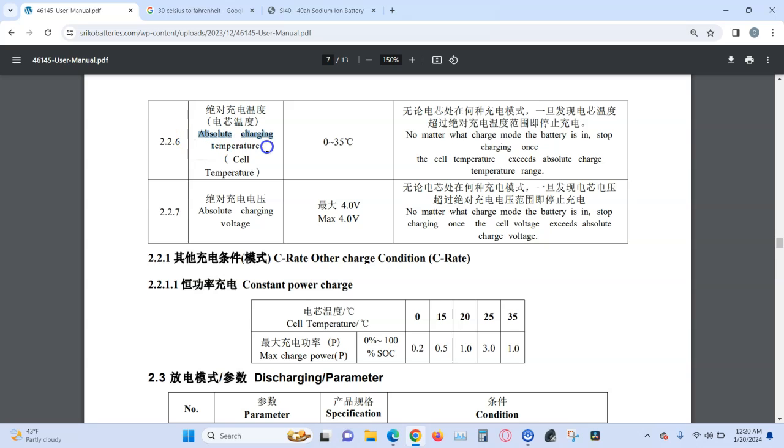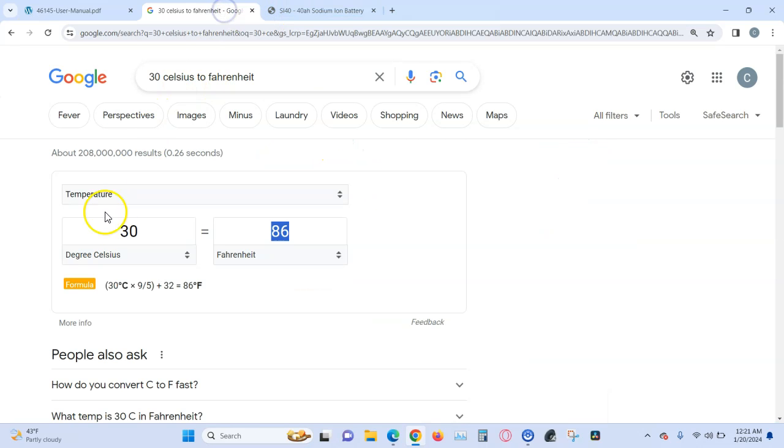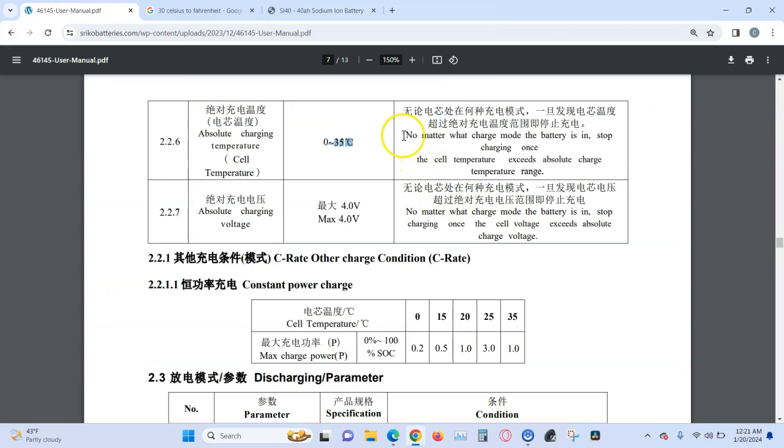Absolute charging temperature. No matter what charge mode, the battery will stop charging once the cell temperature exceeds the absolute charging temperature range, 35 degrees Celsius. So 35 is 95 degrees Fahrenheit. According to their user manual, do not charge these once they're over 95.